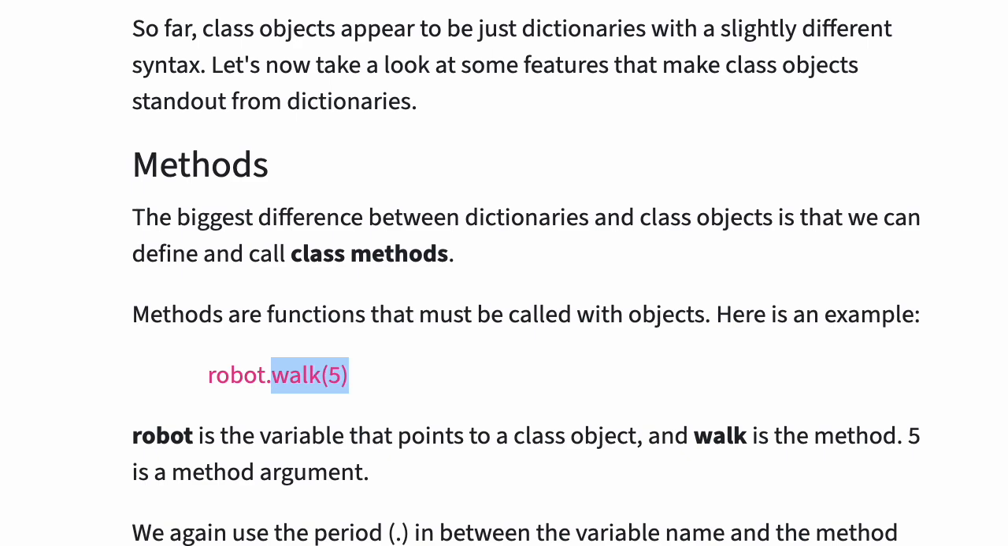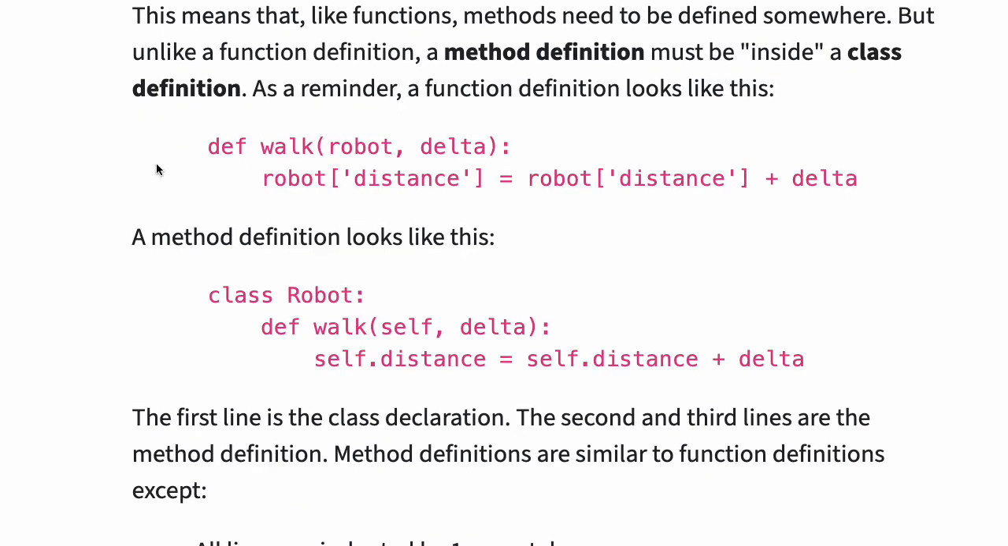Method call evaluation is also quite similar to a function call evaluation. Python jumps to the definition of the walk method and executes the method body. This means that, like functions, methods need to be defined somewhere. But unlike a function definition, a method definition must be inside a class definition. As a reminder, a function definition looks like this. And here is an example of a class and a method definition.